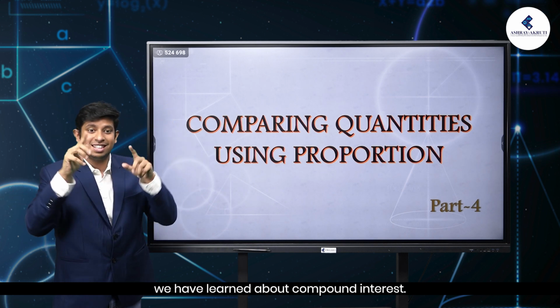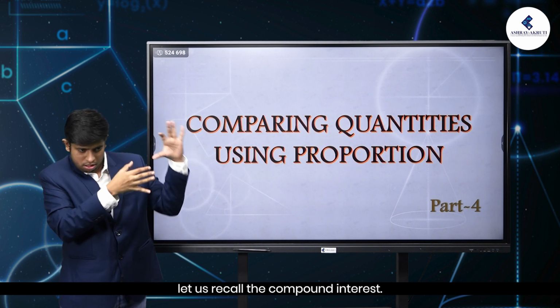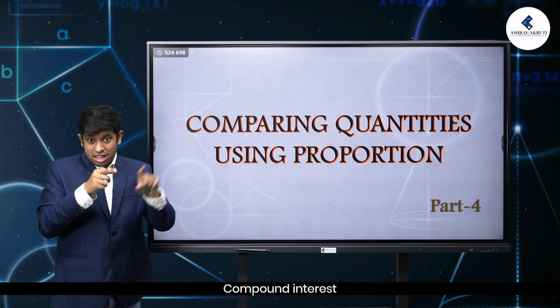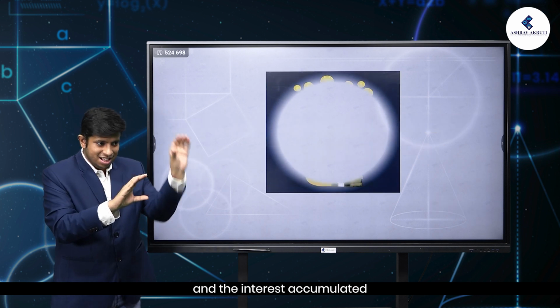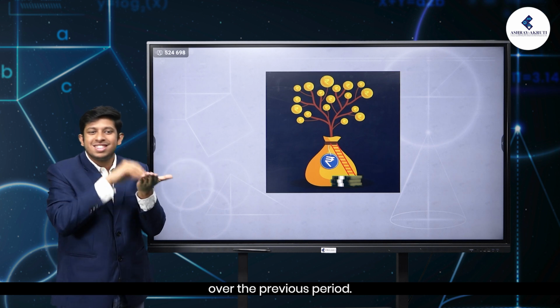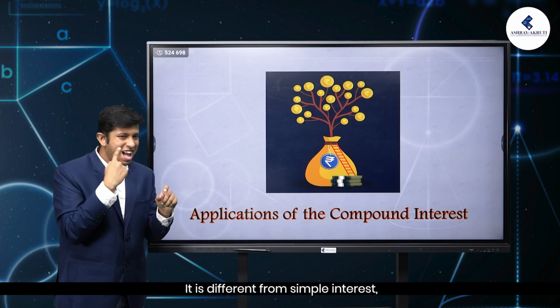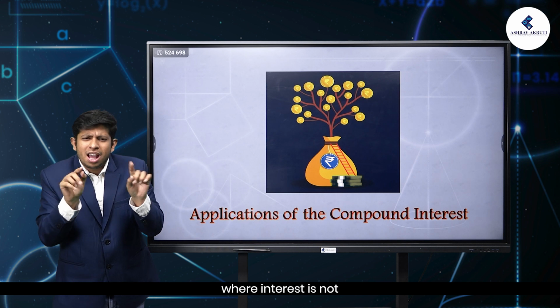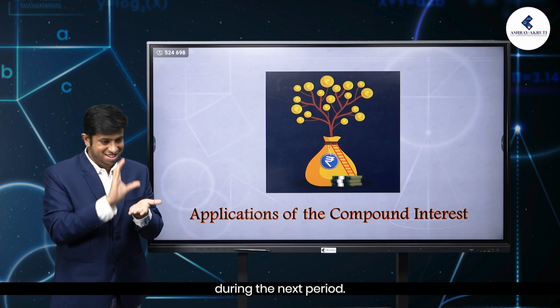Previously, we have learned about compound interest. Let us recall the compound interest. Compound interest is the interest calculated on the principal and the interest accumulated over the previous period. It is different from simple interest, where interest is not added to the principal while calculating the interest during the next period.